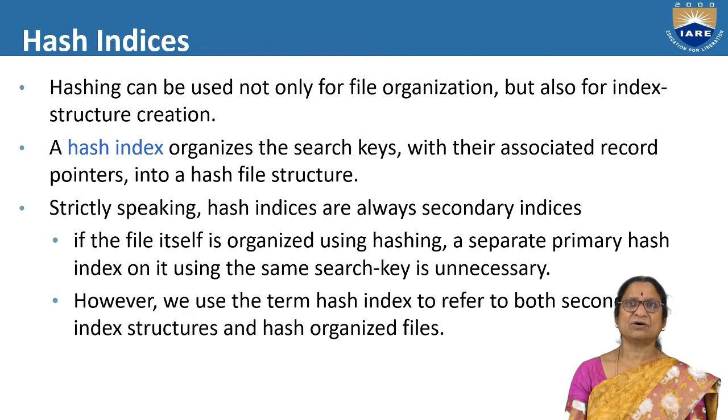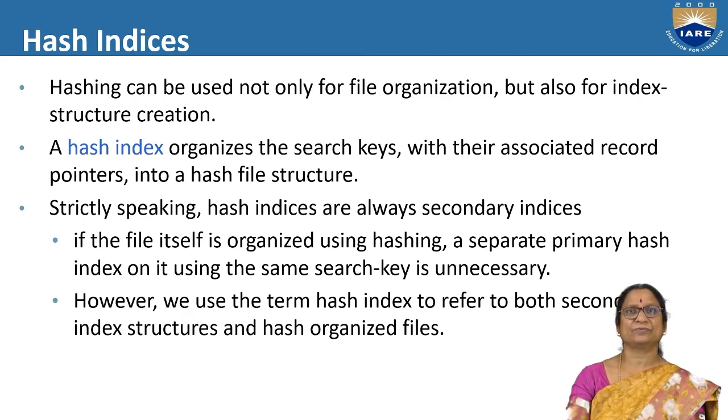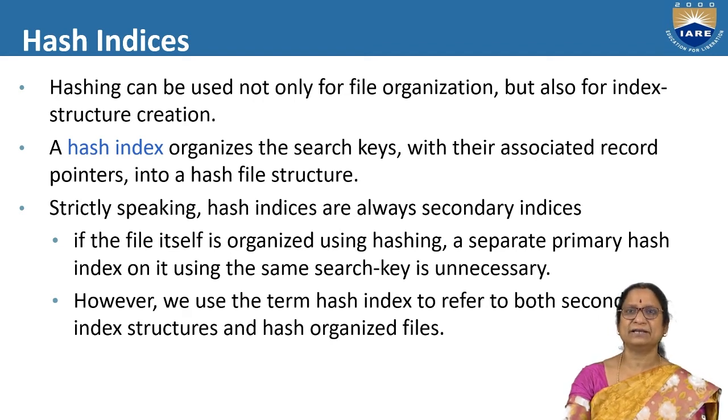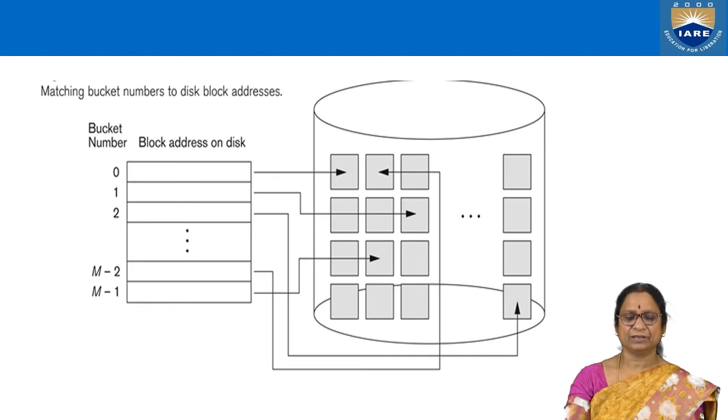The hash index organizes the search keys with their associated record pointers into a hash file structure. That means these hash indices are always secondary indices actually. If the file itself is organized using hashing, a separate primary hash index on it using the same search key is unnecessary. If any other search keys are there, then you can use a secondary index on that search key.